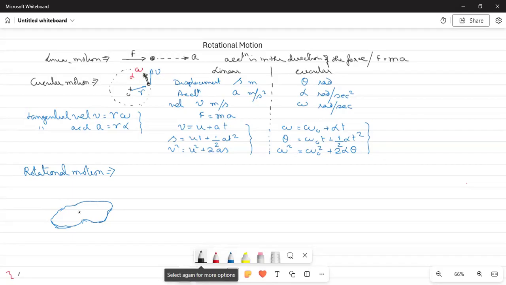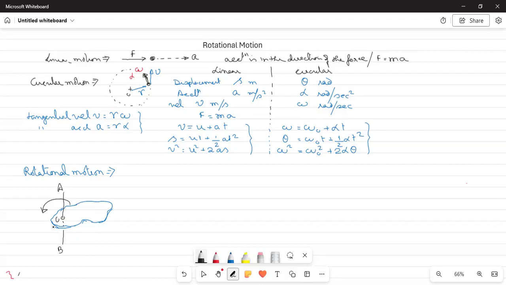Now, this body, this lamina or the piece of metal or whatever it is, let us say there is a small hole here, and this body can move around this axis. So this is A, this is O. Take a small sheet of metal and make a hole and put a nail through it. And if you knock this body, it will start rotating. This is rotational motion.